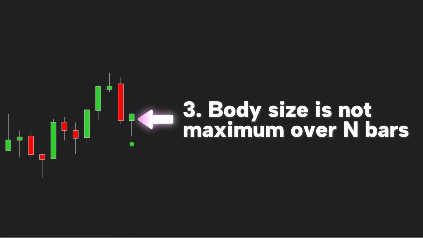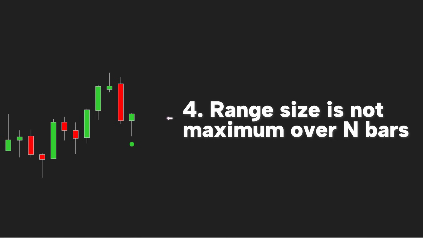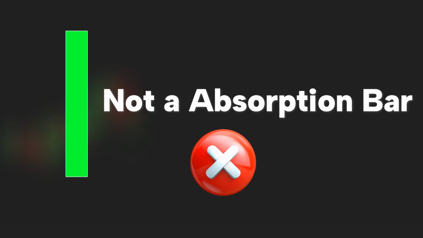Next, we move on to the third condition. According to our rules, the absorption candle must not have the largest body within the range, and it also must not have the widest price range. So why do we apply these two conditions?